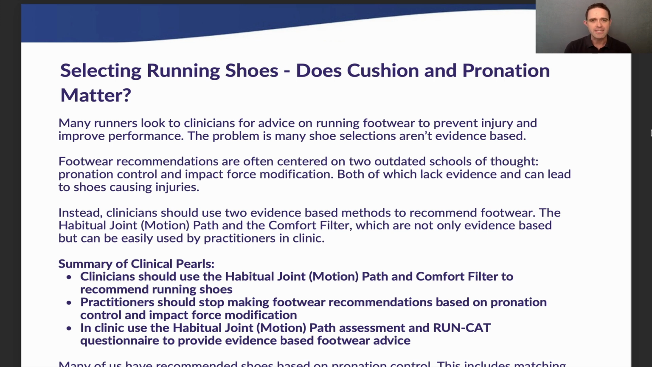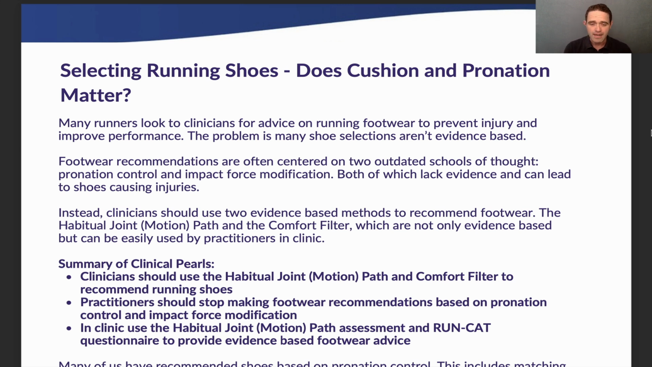And unfortunately, we see that these pronation control shoes cause some running injuries and have a high risk of problems when people are using them. So when it comes to pronation control, that is out the window. We're not using pronation control anymore to be able to recommend running shoes. And now the other side of it is the impact force modification.